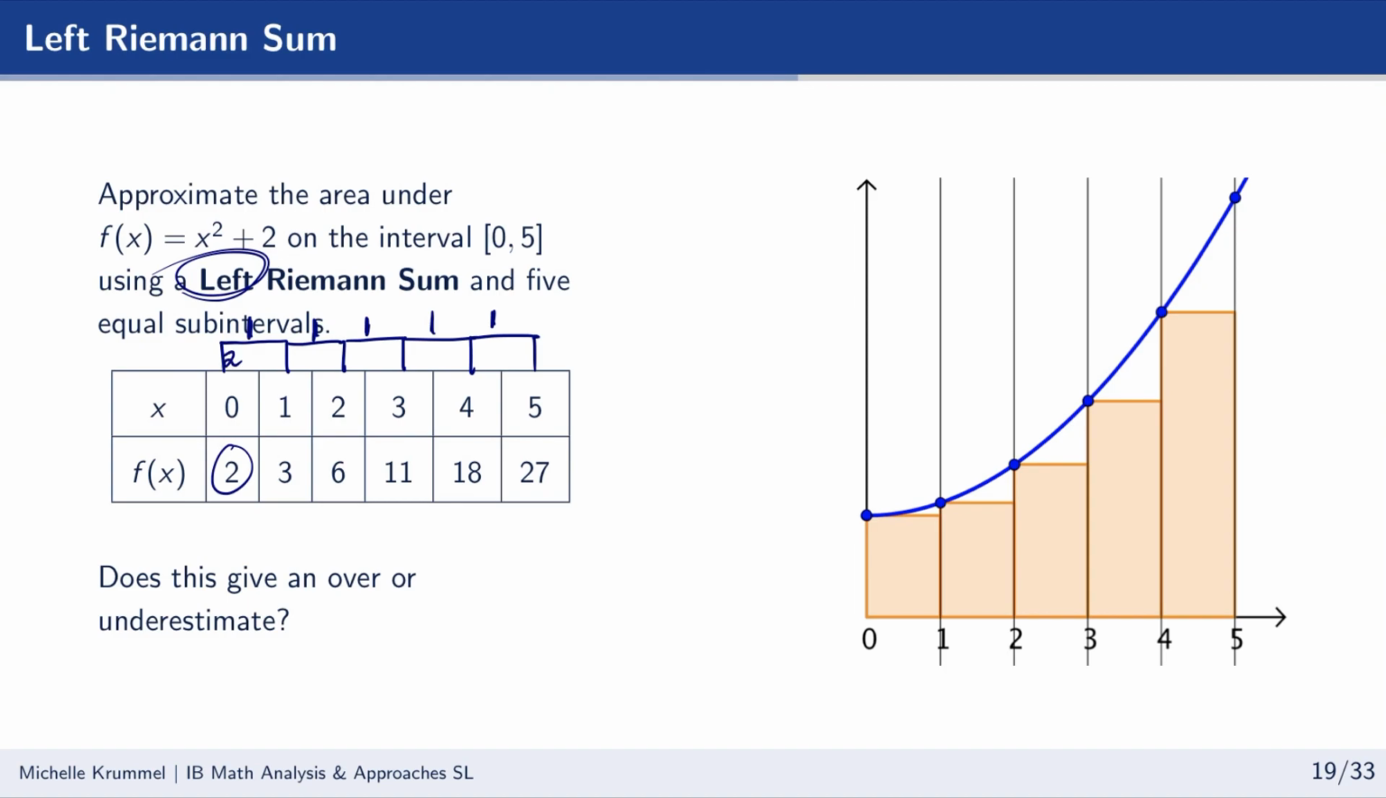And then for the next subinterval, it goes from 1 to 2. We use the left side, which is 1. That function value is 3. So that rectangle has a height of 3. The next one has a height of 6, then 11, and then 18. We never actually use the last function value when we're doing a left Riemann sum. We start with the first one. We don't need to use the last one.